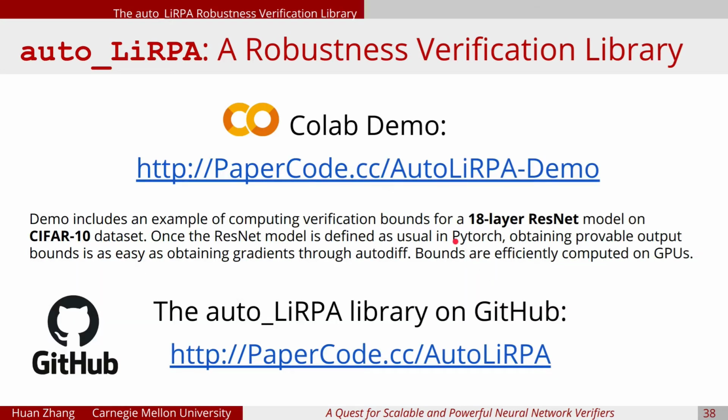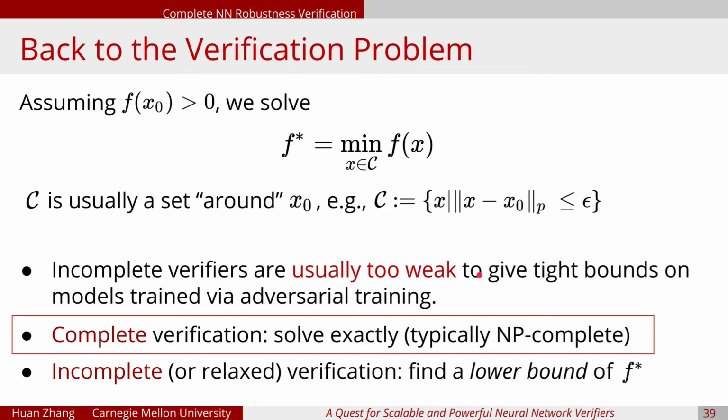And we do have a demo here which shows how to use this library, where we show an 18-layer ResNet model. We define the model and you can just compute the bounds using our library, and you don't need to know too many details of the bound propagation process I introduced before. And after that, let's go back to the verification problem.